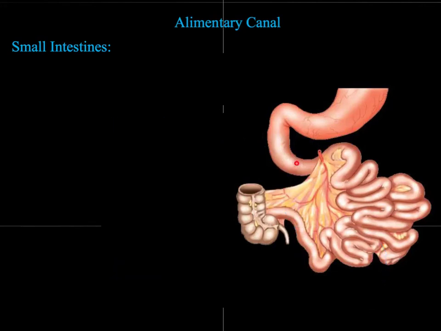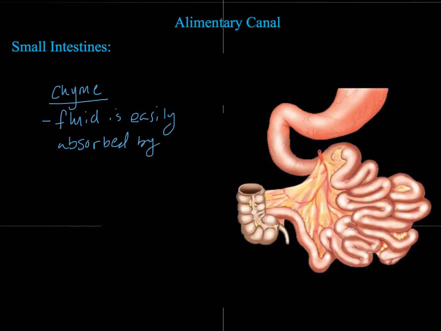So as chyme passes through the small intestine, remember that chyme is a pasty material. And that fluid material, or that pasty material, is easily absorbed by the cells of the small intestine.